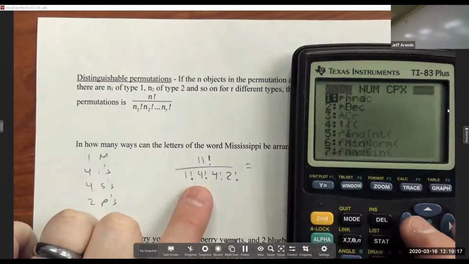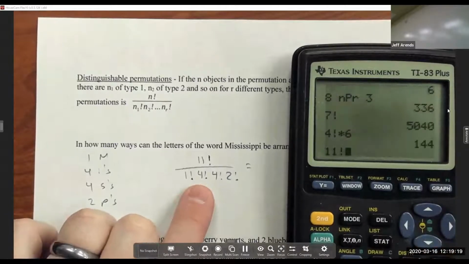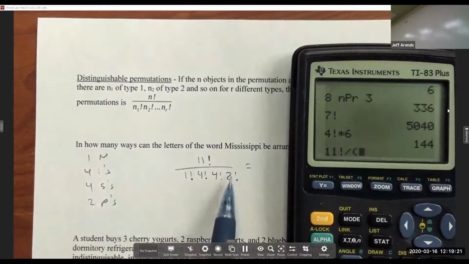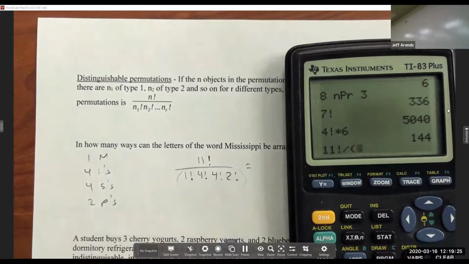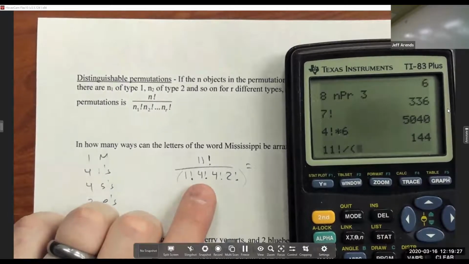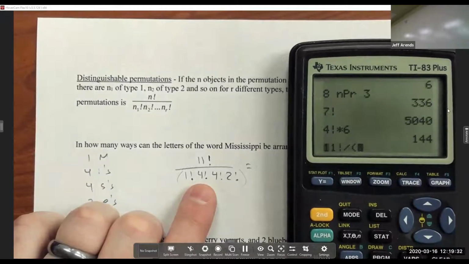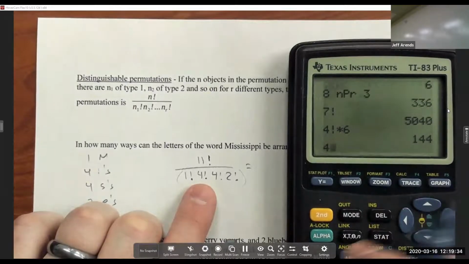So I'll go ahead and plug this into my calculator. 11 factorial divided by, since I'm doing a bunch of stuff in my denominator, I want to make sure I put parentheses around the denominator there. So I'm going to do 4 factorial. Actually, I'm going to cheat a little bit. 4 factorial, I'm going to figure out separately first so I don't have to type it in multiple times.